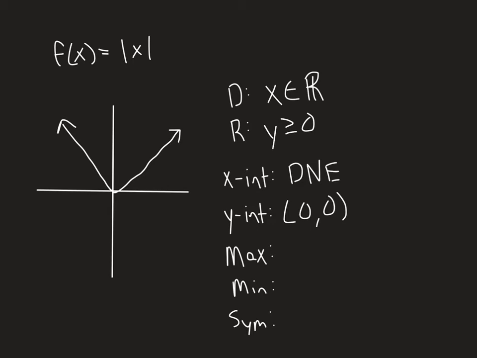So the maximum value of this absolute value function is not going to exist, so we can write this as DNE. However, we can also write it as infinity. And the minimum value for this absolute value function is going to be y is equal to 0. And finally, symmetry. This function is going to be symmetrical with the y-axis, so we write y-axis for symmetry.